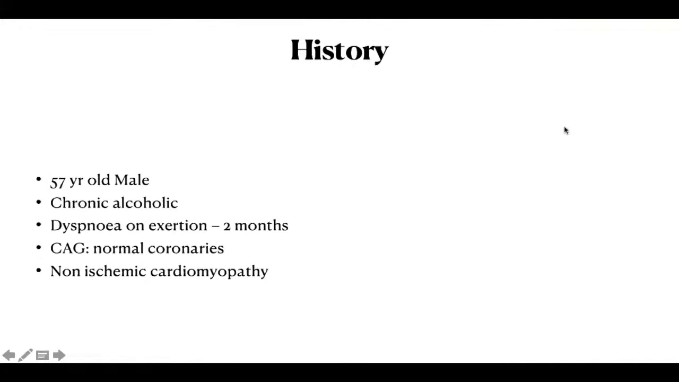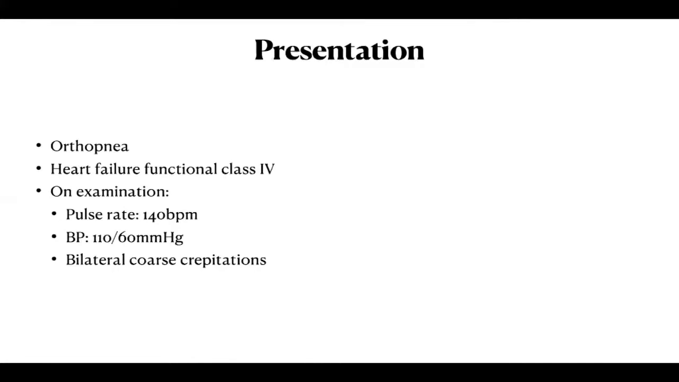Our patient was a 57-year-old male, a chronic alcoholic, who had developed progressively worsening dyspnea over the last 2 months. He first visited the hospital close to his house, where he was evaluated for coronary artery disease. His angiogram showed normal coronaries. He was diagnosed as non-ischemic DCM, and by the time he presented to us, he had already developed orthopnea and heart failure with functional class 4.